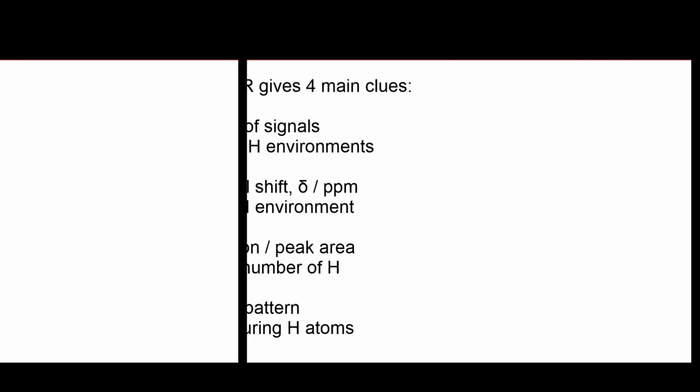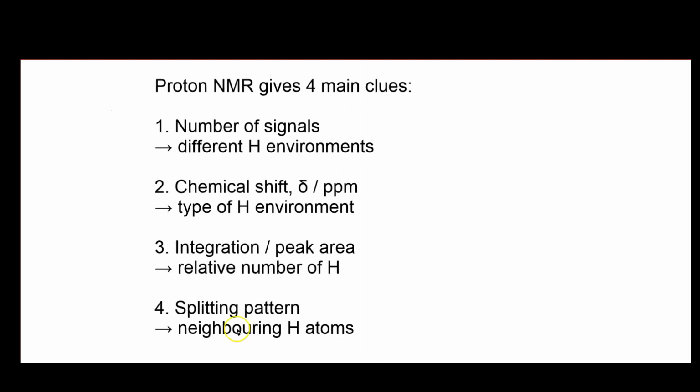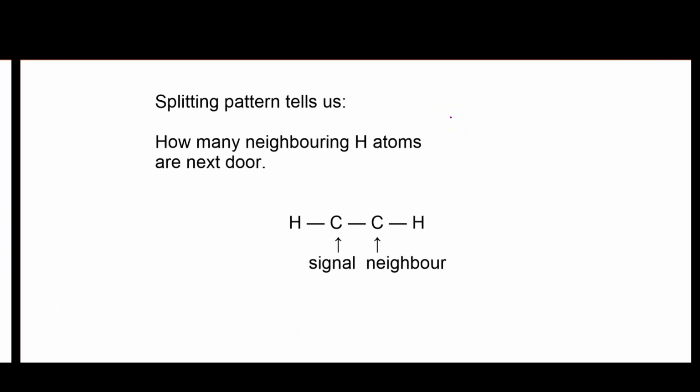Proton NMR gives 4 main signals. The number of signals tells us how many hydrogen environments there are. Chemical shift tells us the type of environment. Integration tells us the relative number of hydrogens. Splitting tells us how many neighboring hydrogens are next door. Splitting is a neighborhood signal.